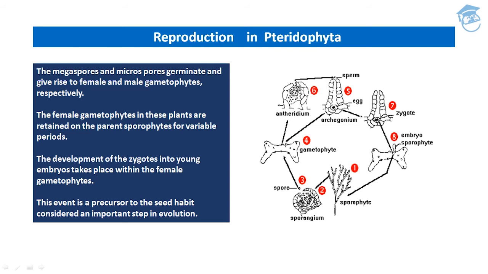See, this is a sporophyte. It produces sporangium, then it produces spores to produce gametophyte, two types of gametophyte, antheridium and archegonium. Archegonium produces the egg, and antheridium produces sperm. And sperm and egg unite together to form the zygote, and then it produces the embryo, the sporophyte, which eventually develops into a mature sporophyte. So this event is a precursor to the seed habit, which is considered an important step in evolution. Okay, I hope reproduction in pteridophytes is clear to you now.